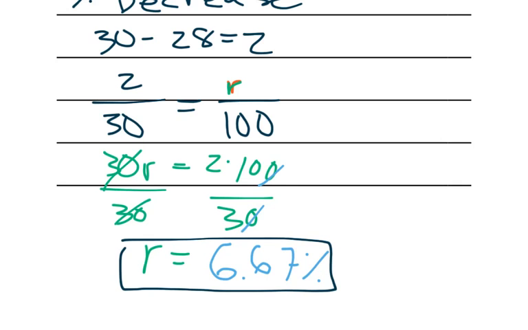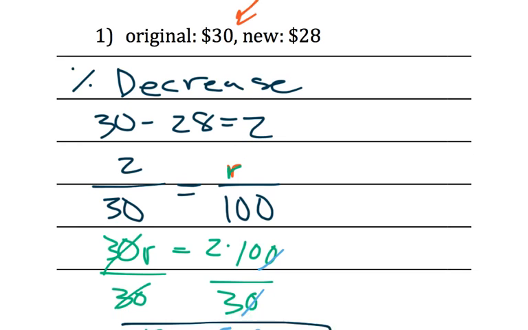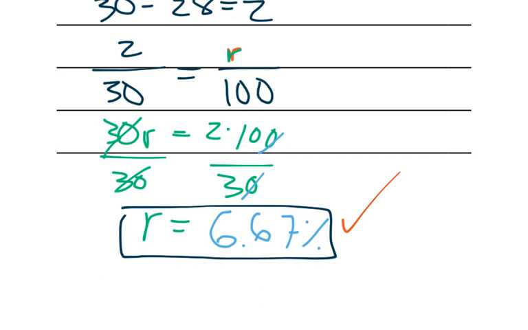It's always a good idea to see if you think that's reasonable. Well, that's less than 10% in decreasing it. And if I'm pretty quick with my numbers, then I know that 10% of 30 is 3. And since this number is smaller than 3, I'm going to agree that this number of 6.67 seems pretty darn reasonable.